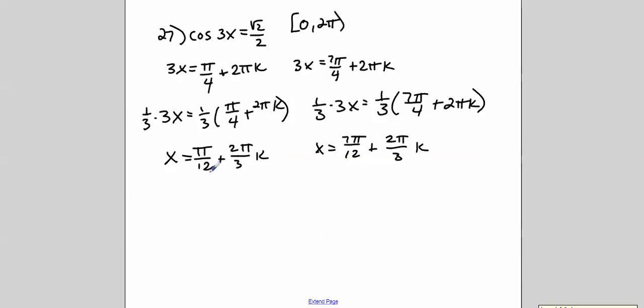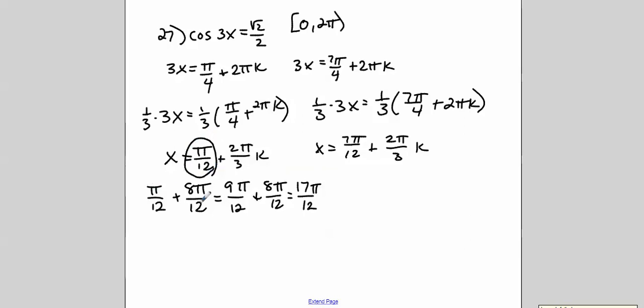I need a common denominator, so for pi over 12, I multiply numerator and denominator by 4 and get 8 pi over 12. Adding it the first time gives me 9 pi over 12, which I'm going to have to simplify, but before I simplify it, let's just add 2/3 pi again, and I get 17 pi over 12. So this is an answer, and when I added 2/3 pi, I got this answer, which still needs simplifying. And then this is an answer.